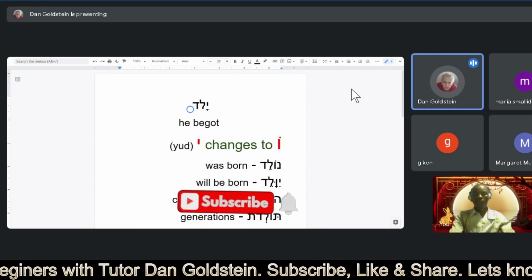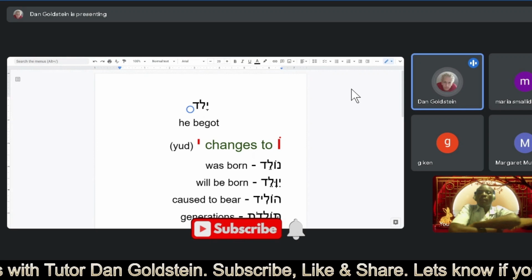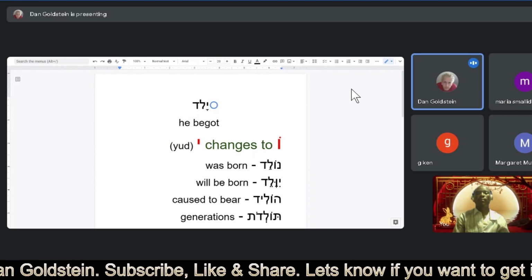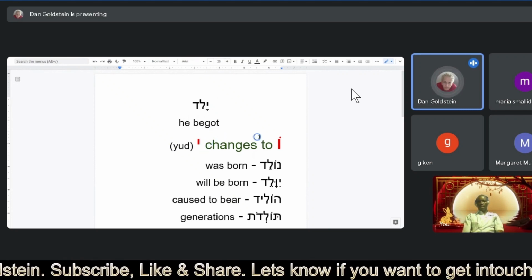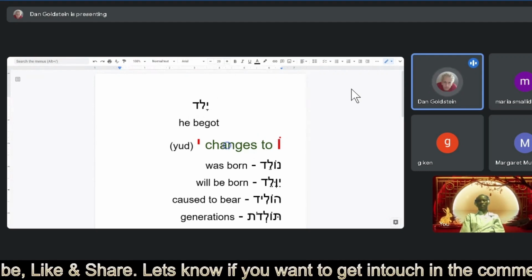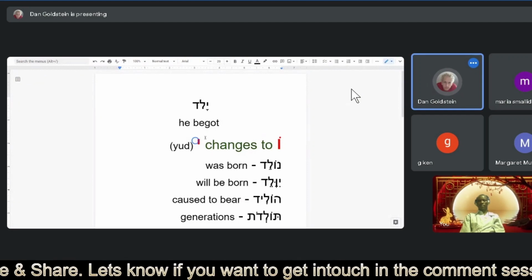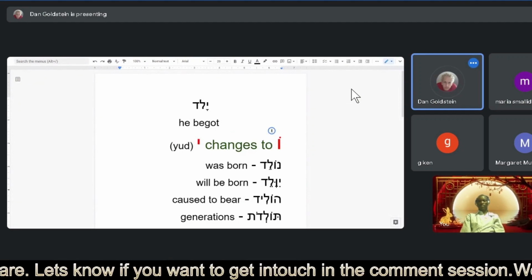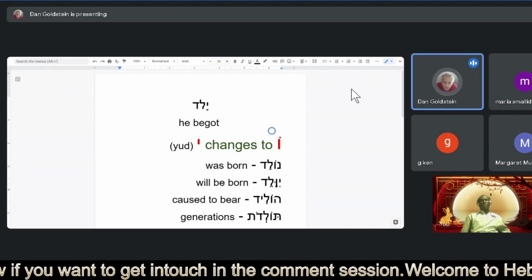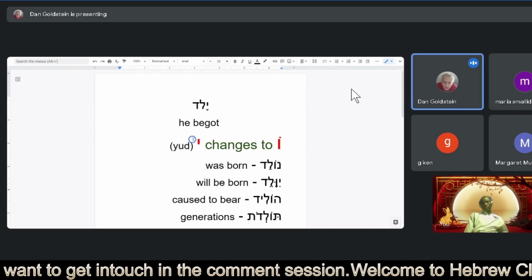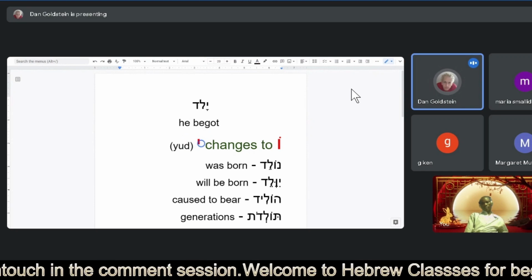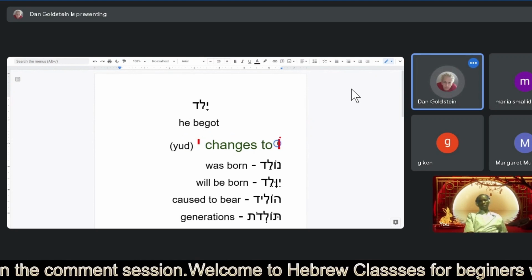Yalad, Yud Lamed Daled. There's something very magical that happens with Shorshim that start with Yud. The Yud loves to change into a Cholam. If you close your eyes for more than 5 seconds, you'll see that your Yud has changed into a Cholam. It's a phenomenon of the Hebrew language, a certain tendency of the Yud when we use it in different words to change into a Cholam.